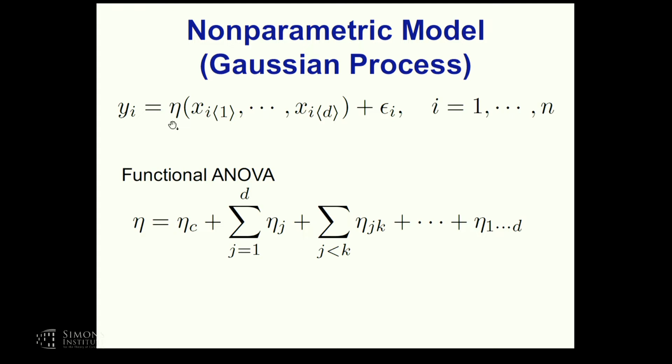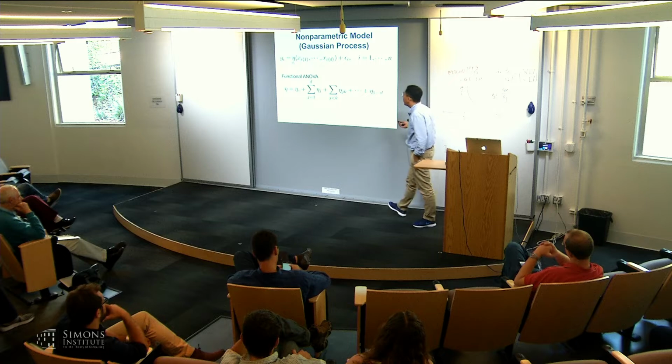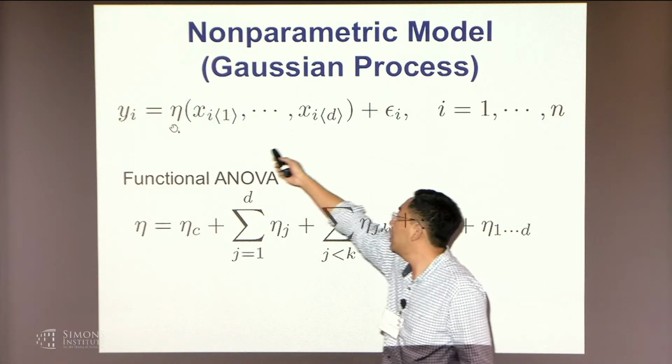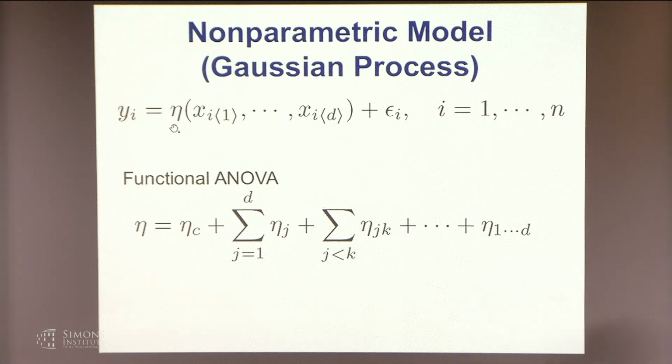Okay, so we start with this nonparametric model. It's a regression setting. It's very simple. So we have a univariate response y, and we have the predictor features, and we want to do essentially regression. But different from linear regression, we have this eta, a nonparametric function we don't know. And if we assume this random error epsilon is Gaussian distributed, then this is the well-known Gaussian process.